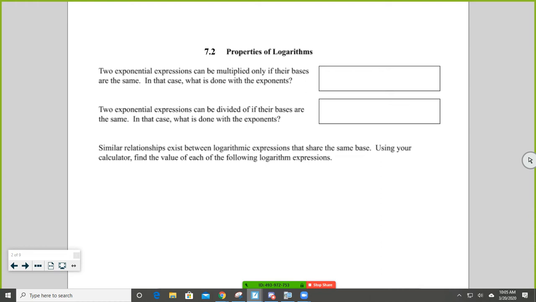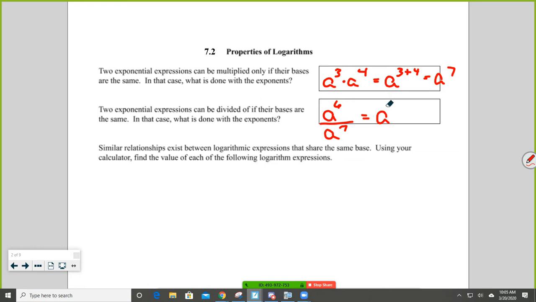If you're looking at this, it says 2 exponential expressions can be multiplied if their bases are the same. So like if I have a cubed times a to the 4th, the only way I can do that is if they're the same. But if they're the same, I'm going to add up my exponents. We've already done this. The same thing happens if I have a to the sixth divided by a to the seventh.